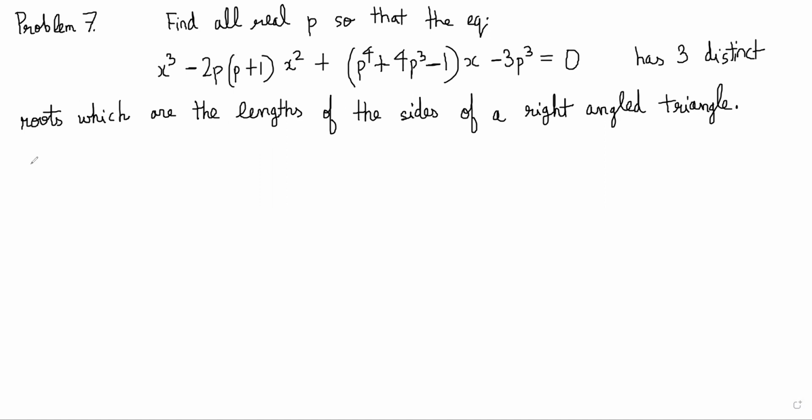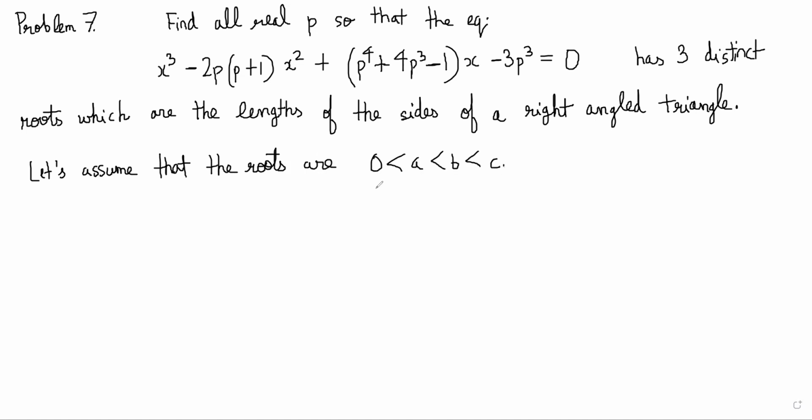So let's assume that the three roots of the equation are a, b, c, like this, where this inequality is true. Why can we assume it? Obviously, some side will be bigger than the other, and all the sides have to be positive, so all the roots are also positive, right?